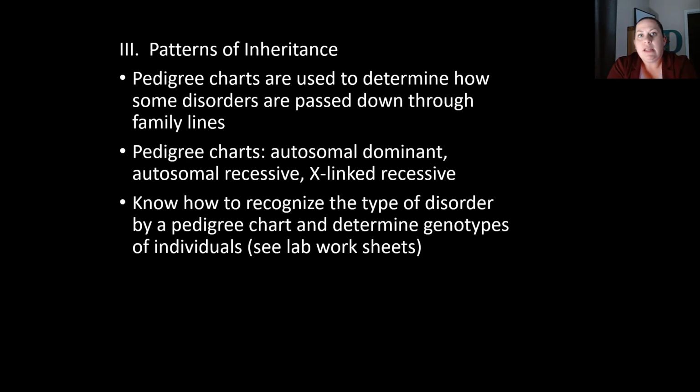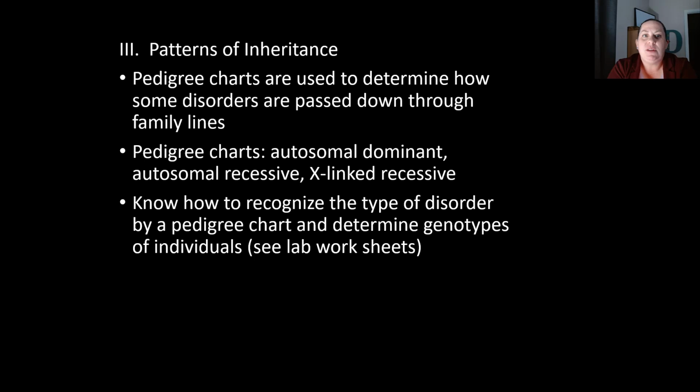All right, so now I want to talk to you a little bit about patterns of inheritance. We can map out inheritance in some cases through family lines, and we do this through pedigree charts. It's not actually socially acceptable to put two individuals together and say, hey, let's create a kid and see what happens. We don't like to do experiments like that.